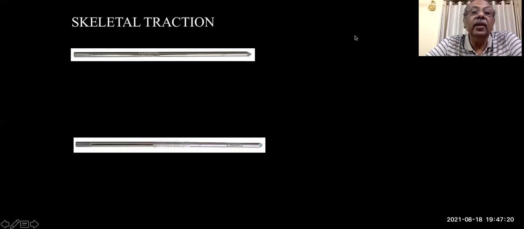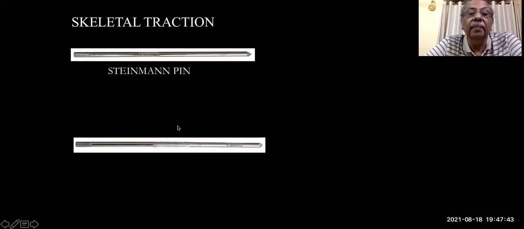The pins that are used are either the Steinmann pin or the Denham's pin. What are the indications? When the bone density is reasonably good, you can use the Steinmann pin. And for osteoporotic fractures, you can use this Denham's pin because it has got a thread in the middle. And this thread gets purchase in the bone and prevents loosening of the pin.